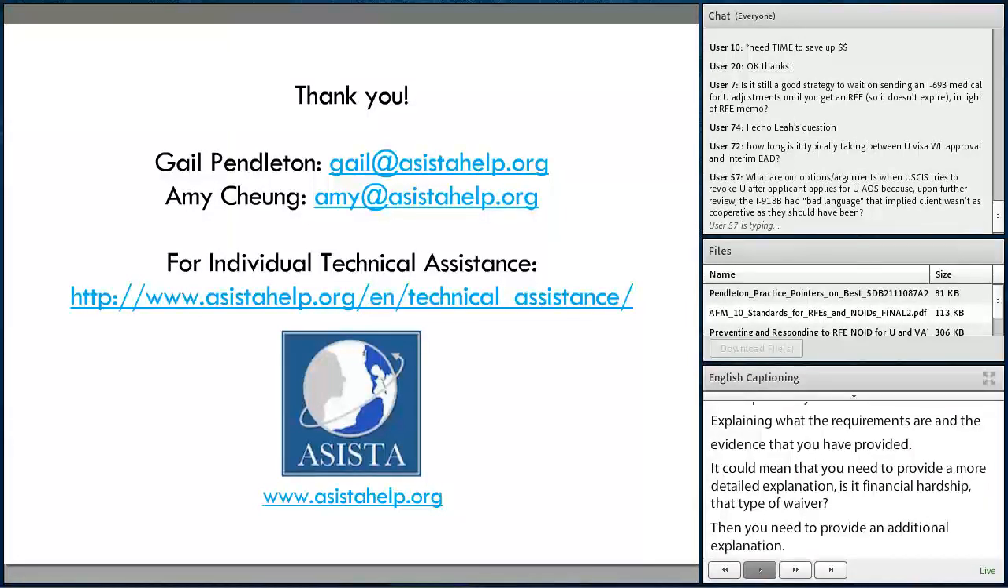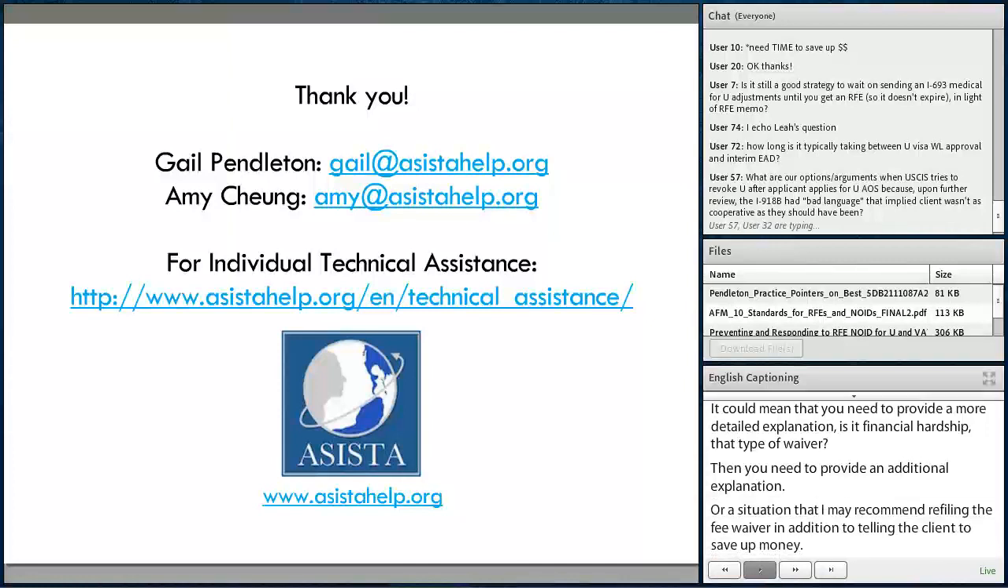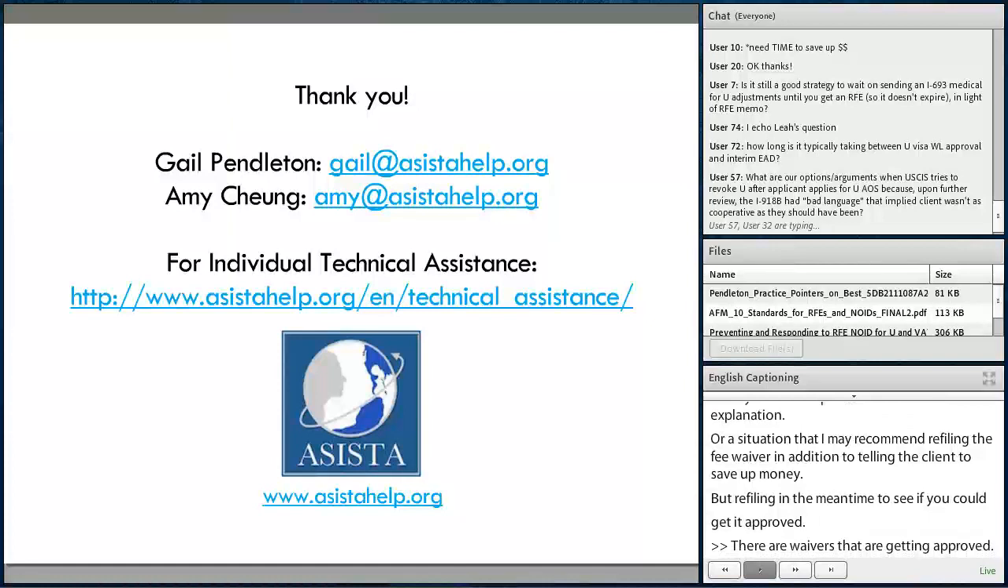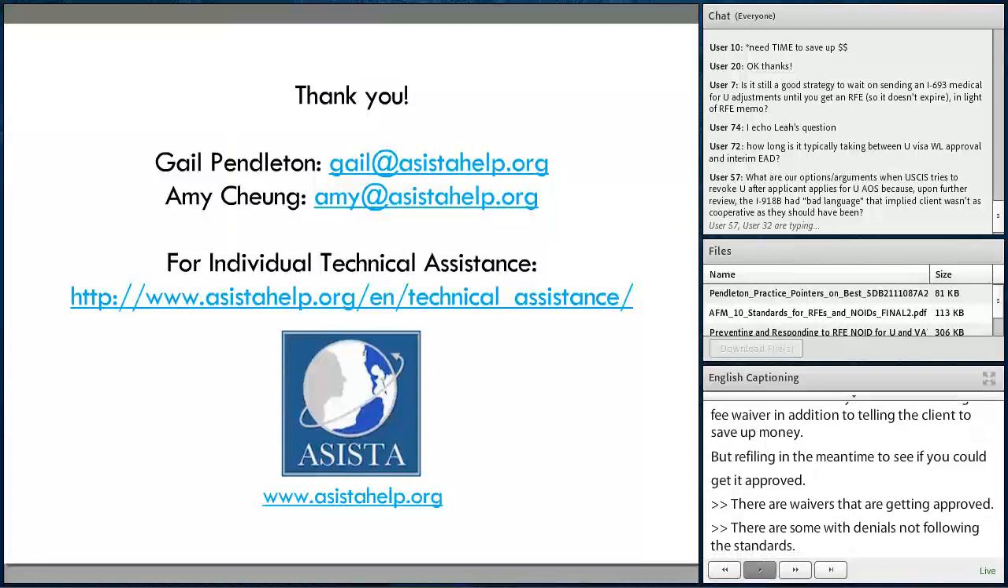This is one of those situations where I might recommend refiling the fee waiver in addition to telling the client to try to save up money, but refiling in the meantime to see if you can get it approved. Because there are fee waivers that are still getting approved, and also some of them are not. Some of the denials aren't following their own standards.